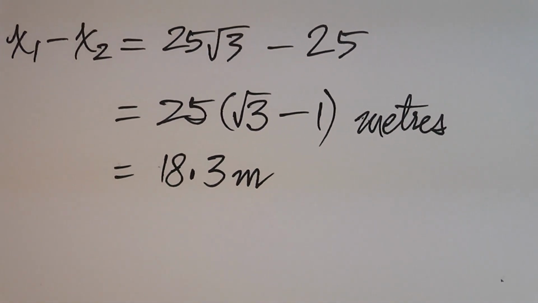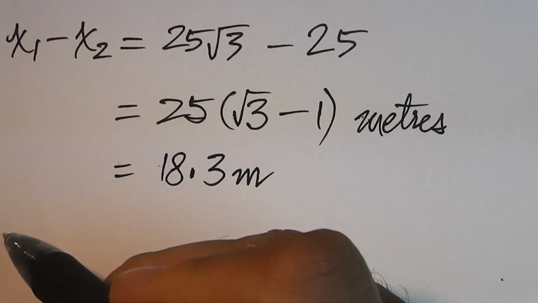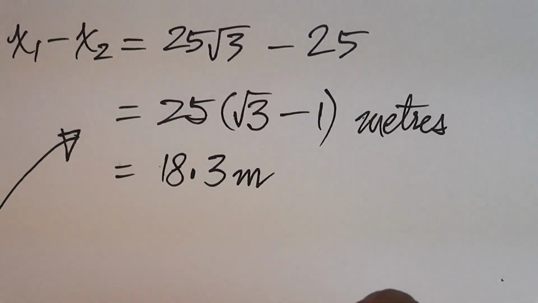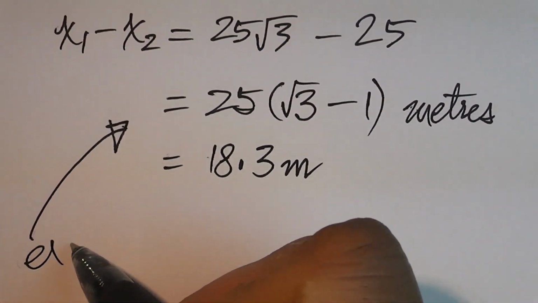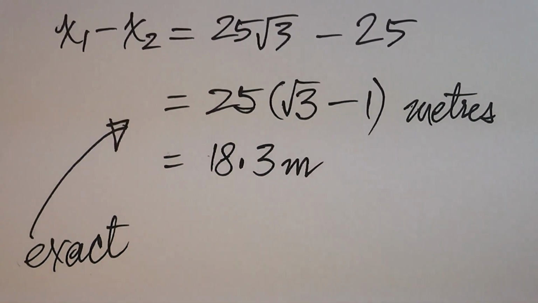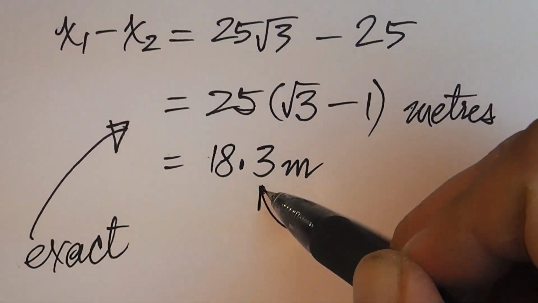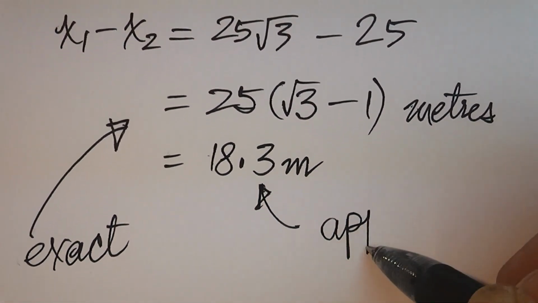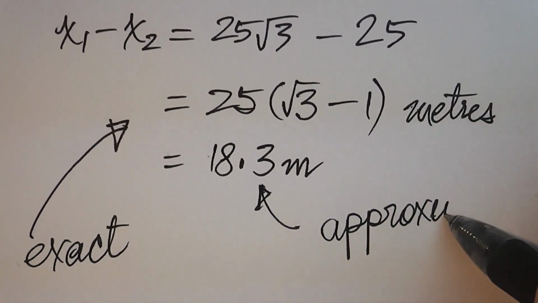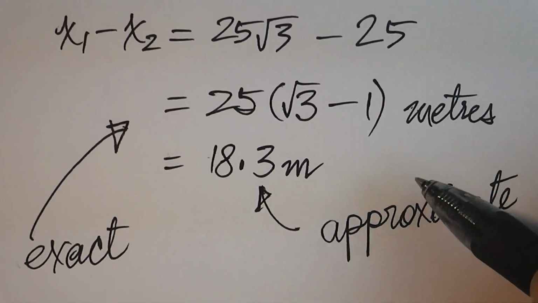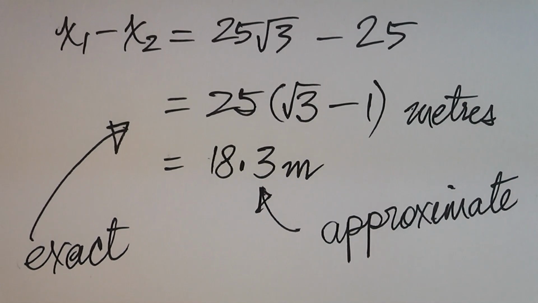So this part here, exact expression. This part here, approximate. The decimal place is a tip off.